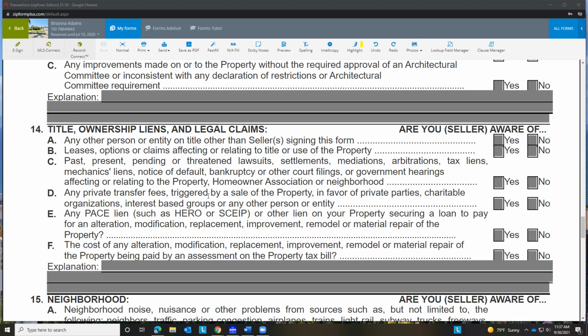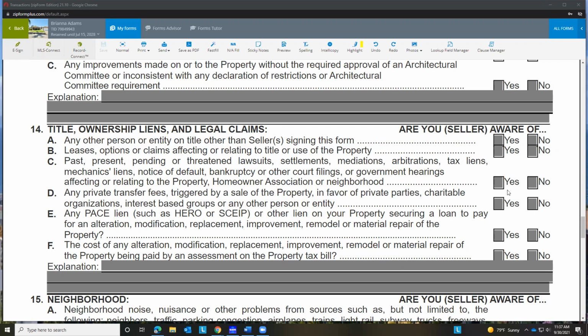Any private transfer fees triggered by the sale of the property in favor of private parties, charitable organizations, interest-based groups, or any person or entity. Remember, if your seller doesn't know, the answer is still no. Are they aware of it? If they're not aware of it, the answer is no.